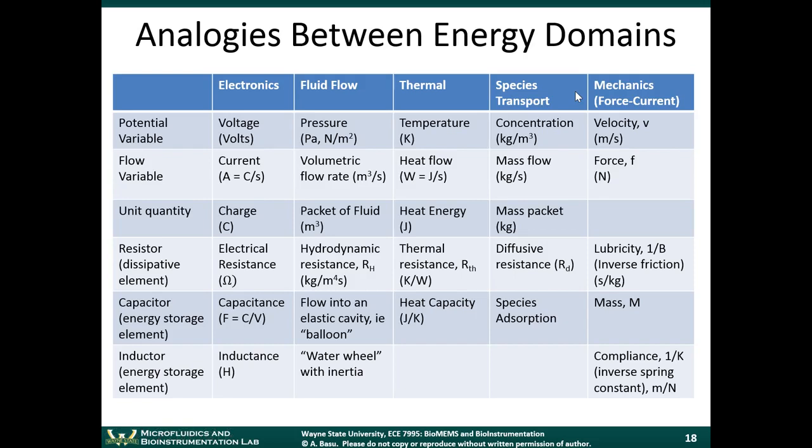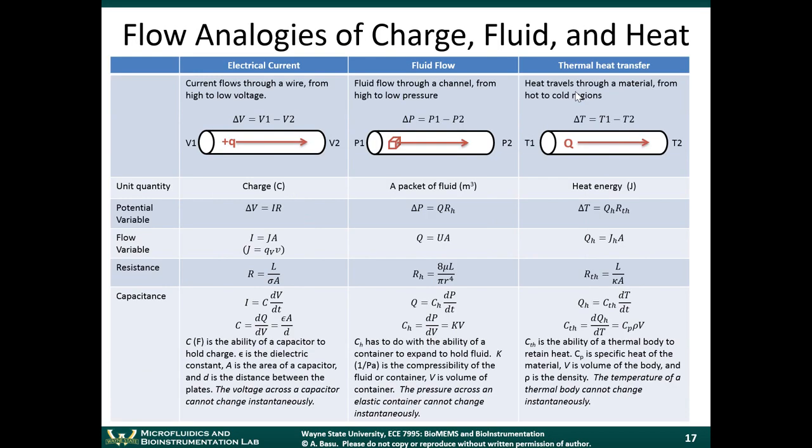So we're going to be doing some very basic modeling just to give you a flavor for how you can analyze microsystems in various domains. So I mentioned last time about the flow analogies between charge, fluid, and heat. Electrical current flows from high voltage to low voltage. Fluid flows from high pressure to low pressure. And then heat is transferred from high temperature to low temperature.